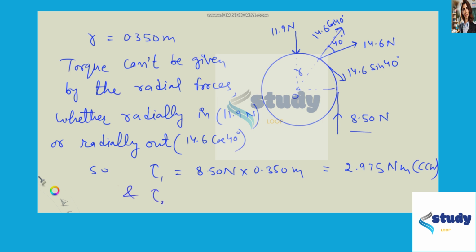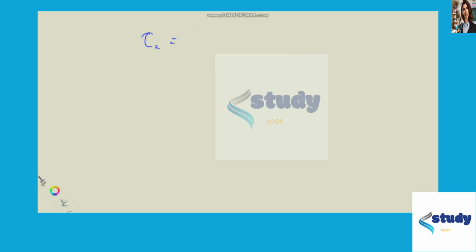And another torque, tau 2, will be given by 14.6 sin 40 degrees. So the force is 14.6 multiplied by sin 40 degrees Newton, multiplied by again the radius 0.350 meter. So this torque tau 2 comes out to be equal to 3.285 Newton meter, and that is in clockwise direction.